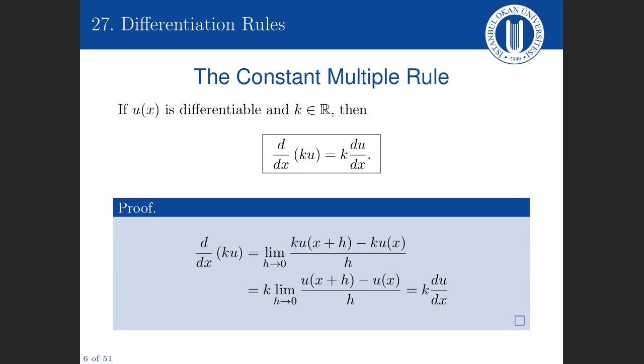Next rule, the constant multiple rule. If we know that u is a differentiable function, and if we know that k is a number, then if we try to calculate the derivative of k multiplied by u, we can take the number k and move this outside of the derivative. The derivative of ku is the same as k multiplied by the derivative of u.